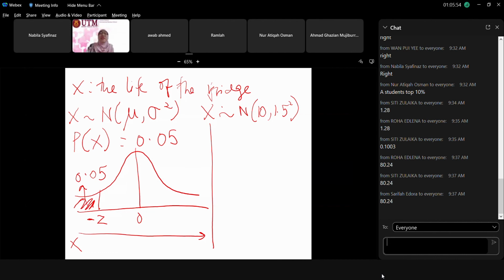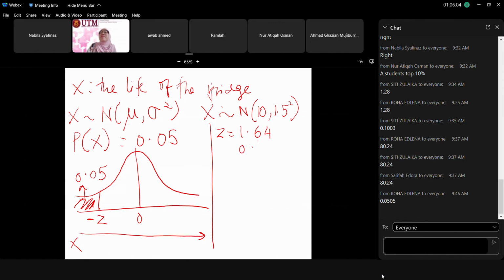Okay, 1.64, right? What is the value of the probability? 0.0505. Okay. Any other number? Anyone else? Okay, Atika agrees with Ano. Okay, who else? Oh, Liana also agrees. Mingi also agrees.